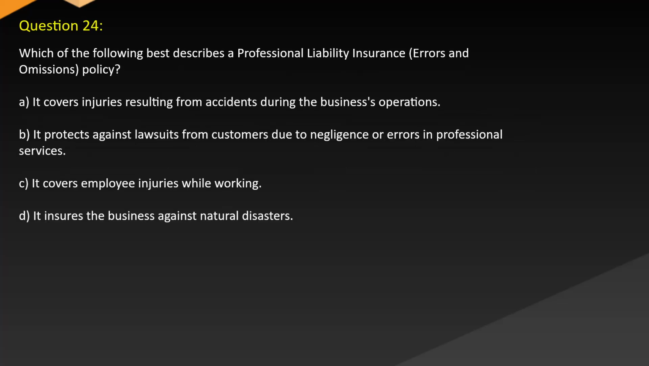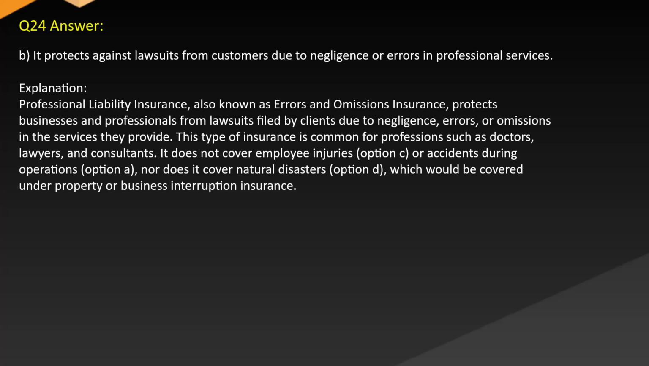Question 24. Which of the following best describes a professional liability insurance errors and omissions policy? A. It covers injuries resulting from accidents during the business's operations. B. It protects against lawsuits from customers due to negligence or errors in professional services. C. It covers employee injuries while working. D. It insures the business against natural disasters. Answer B. It protects against lawsuits from customers due to negligence or errors in professional services.